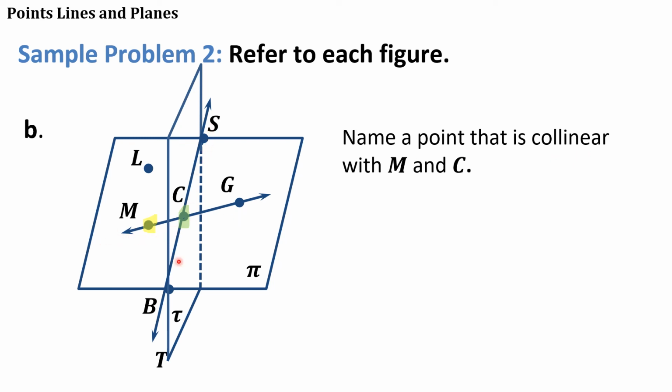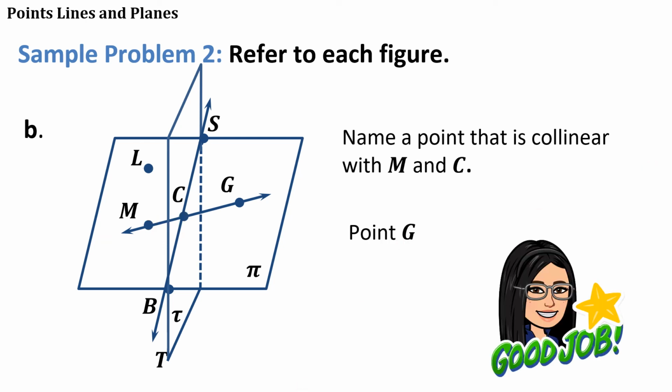If I said S, that would be wrong. If I said B, that would be wrong. What are other points that are in the same line? If you said point G, you were correct. Again, I'm going to try to highlight it. We have point M, we have point C, and we have point G. They are all in the same line, and that is what they call collinear points.